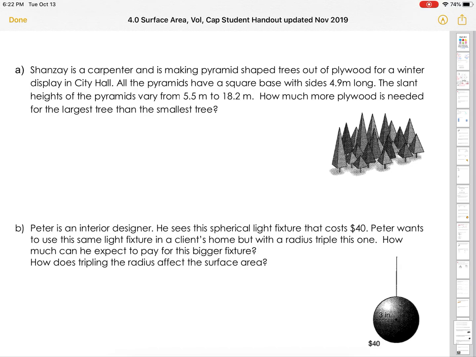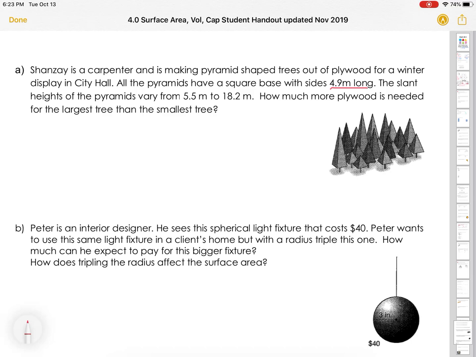Shanzay is a carpenter and is making pyramid-shaped trees out of plywood for a winter display in City Hall. All the pyramids have a square base with sides 4.9 meters long. The slant height of the pyramids vary from 5.5 meters to 18.2 meters. How much more plywood is needed for the largest tree than the smallest tree?